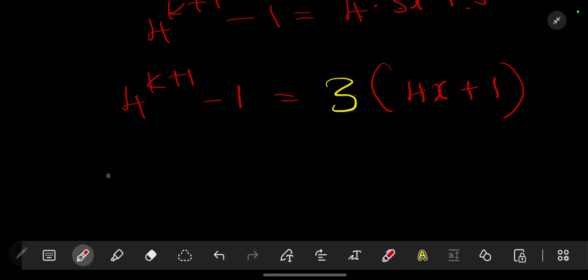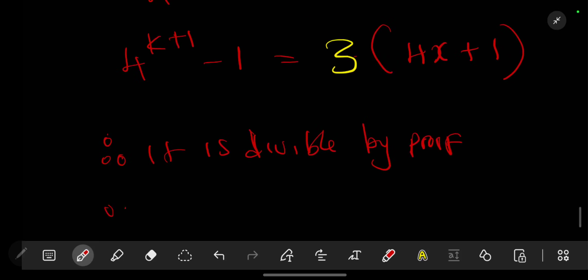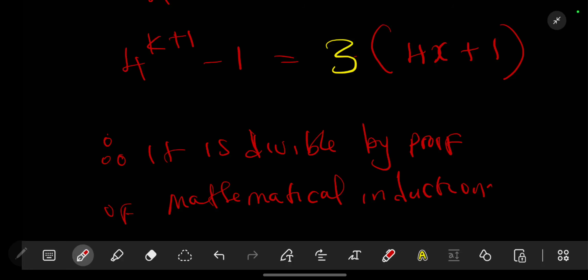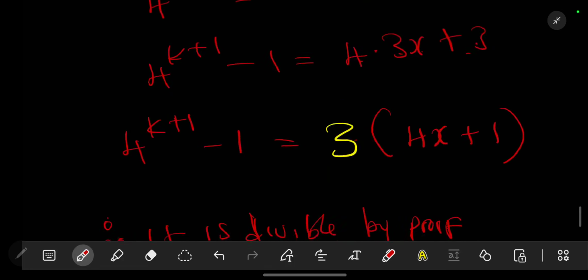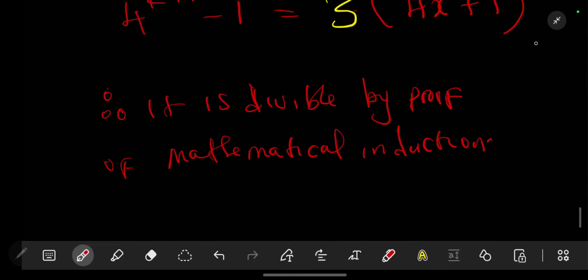So you can say, therefore, it is divisible by proof of mathematical induction. So it is true by proof of mathematical induction. Let's move on to our next question.